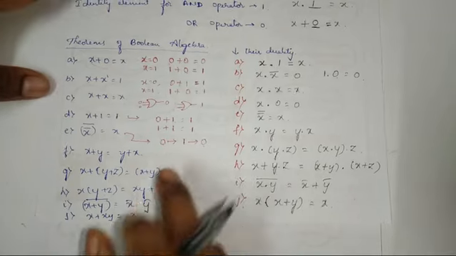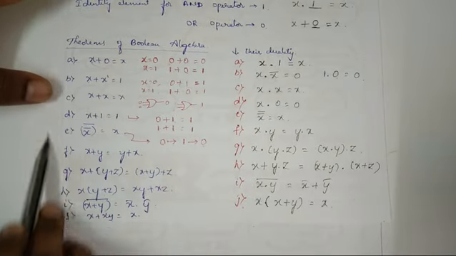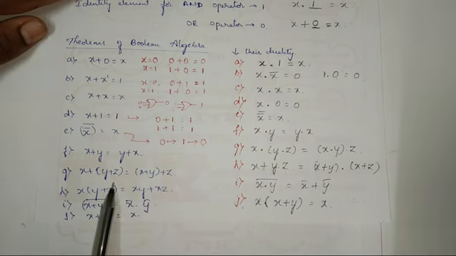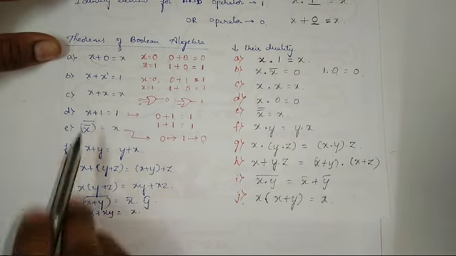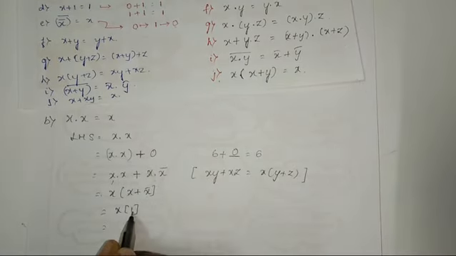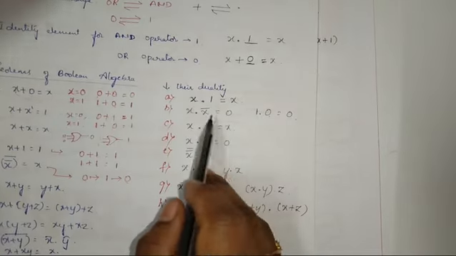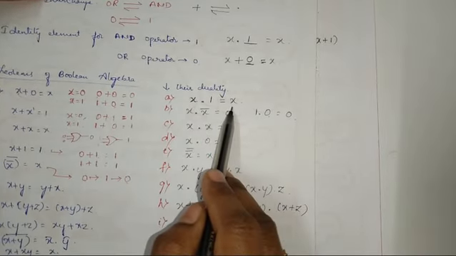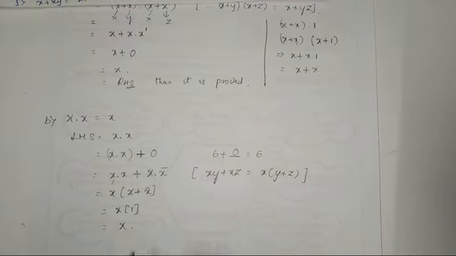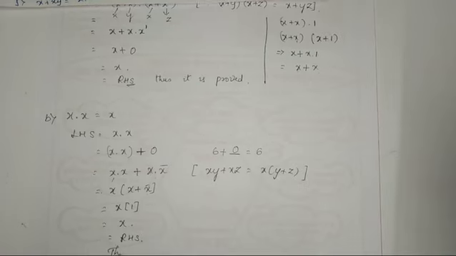You have to keep this formula sheet or these 10 identities with you always while solving the problems. Okay. What is x plus x bar? It is 1. So x into 1. What is 1 into x? It is x. Okay. So is it proved? Is equal to RHS. Thus it is proved.